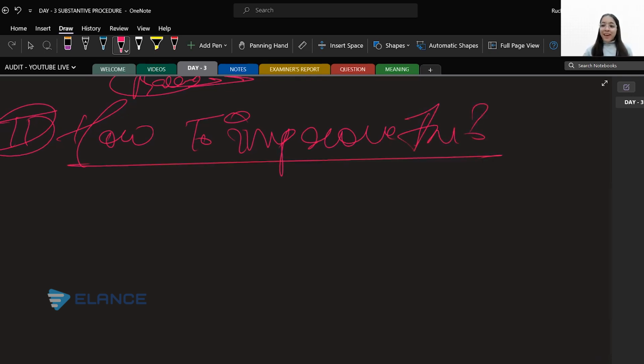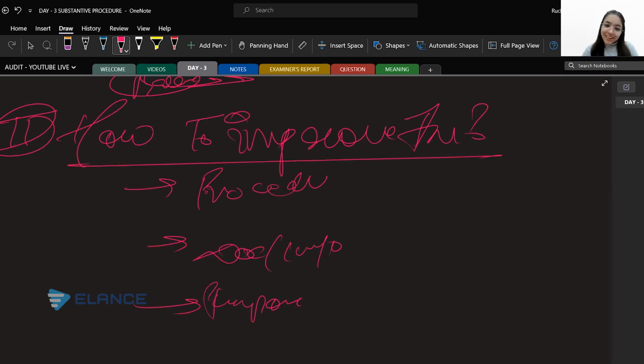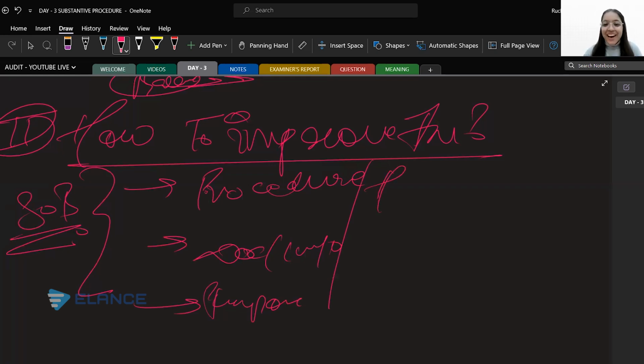Whenever there's a procedure, you only have 3 words to say. What are they? Purpose, documentation, information, and procedure. So this will make up your substantive procedure. Another way of saying it, just like Sayyam mentioned, being super smart. How will you do it? Why will you do it?